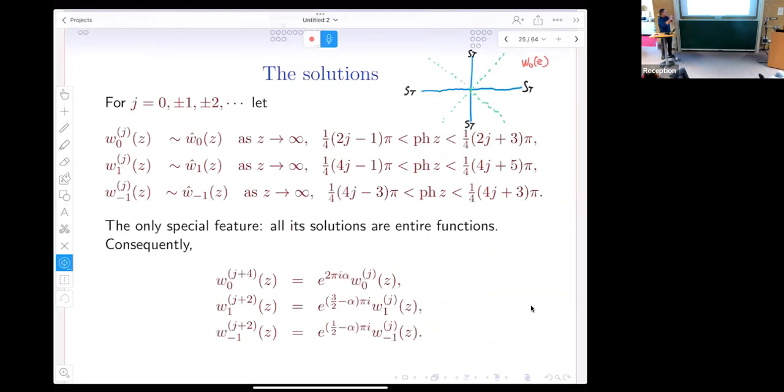In this case there are many solutions, because these are divergent expansions in particular directions. So for W0, the one that behaves like z to the power alpha, the Stokes lines are the real and imaginary axes. You can see here that there are four of those solutions on one particular Riemann sheet, and two of the other types of solutions on the other Riemann sheet. The only thing that's special in this problem is that the solutions are all entire functions. So if you walk around once completely, you should end up with the same solutions, and that gives you these relations here. That is special, and it will be useful in a moment.